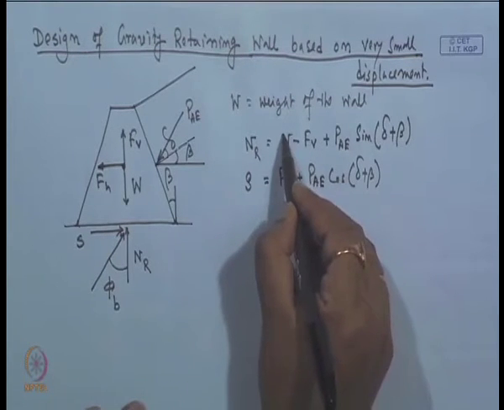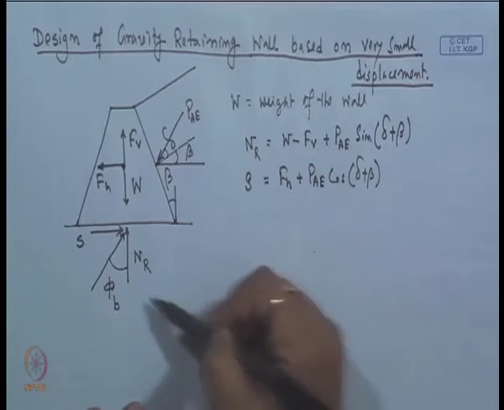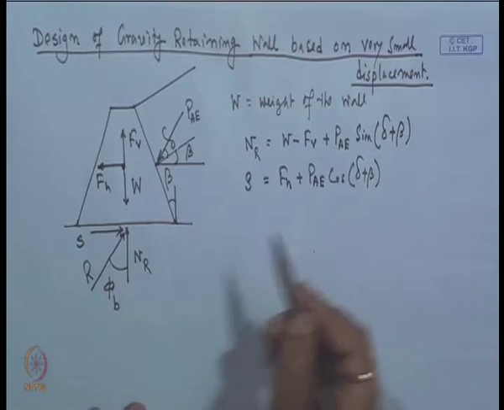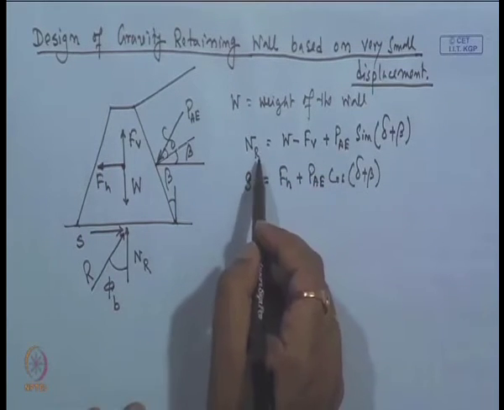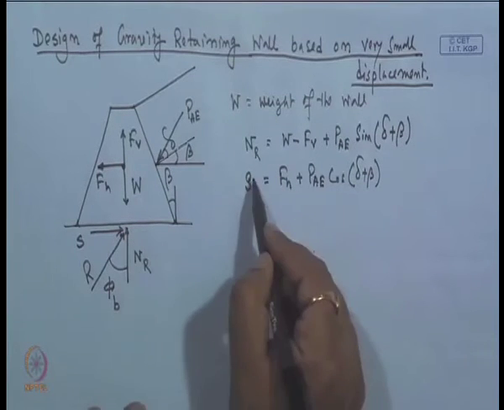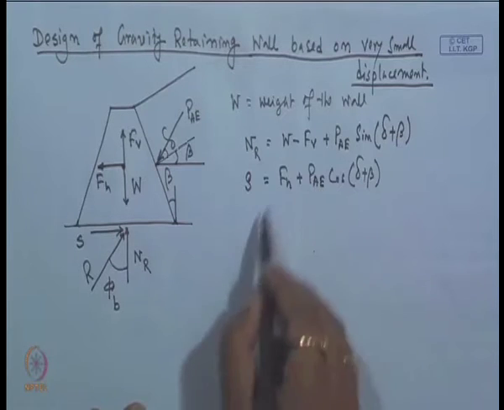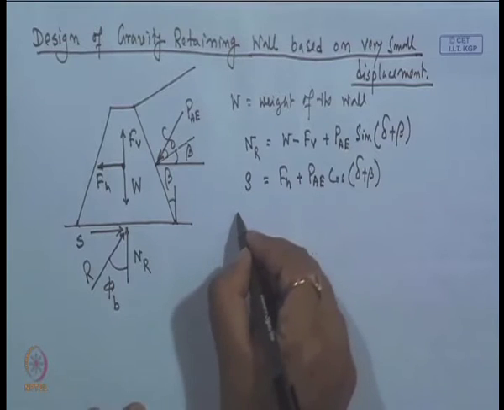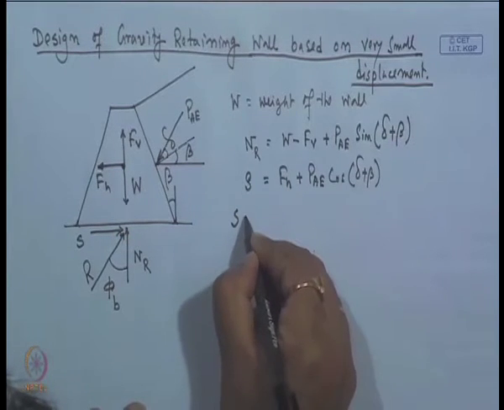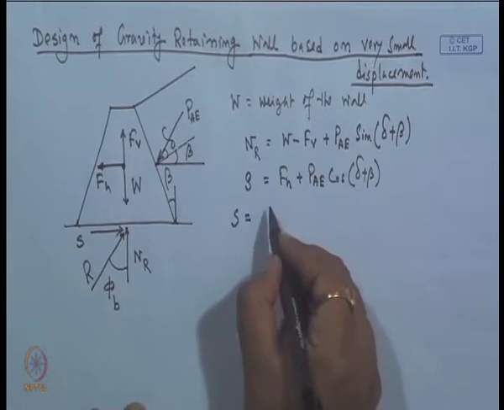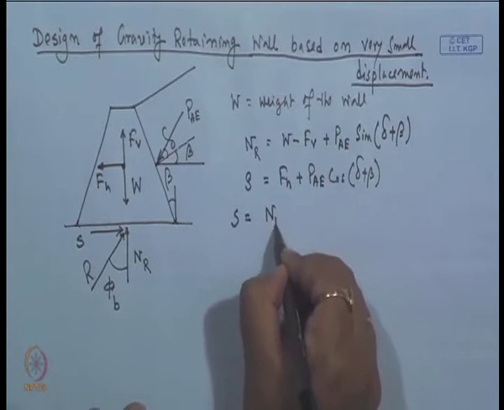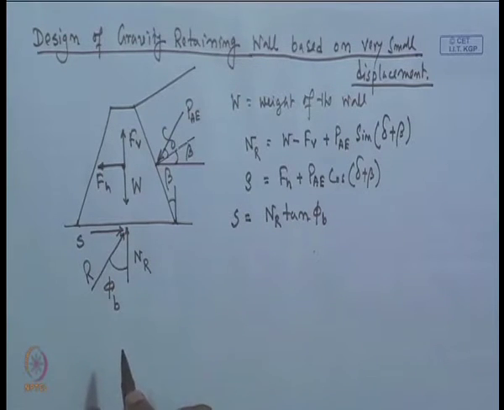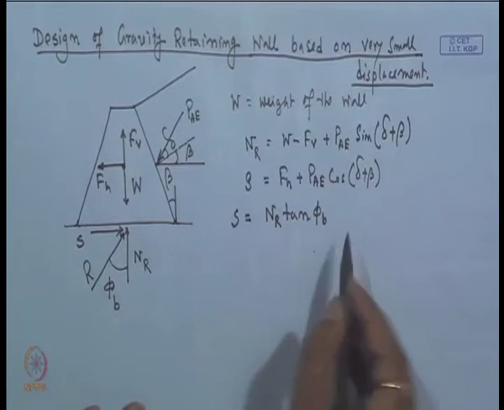So, here there are two components: one is the reaction force, the normal force N R at the base, and S is the shear force we get from this expression. So, now we can write that S is equal to N R into tan phi b.